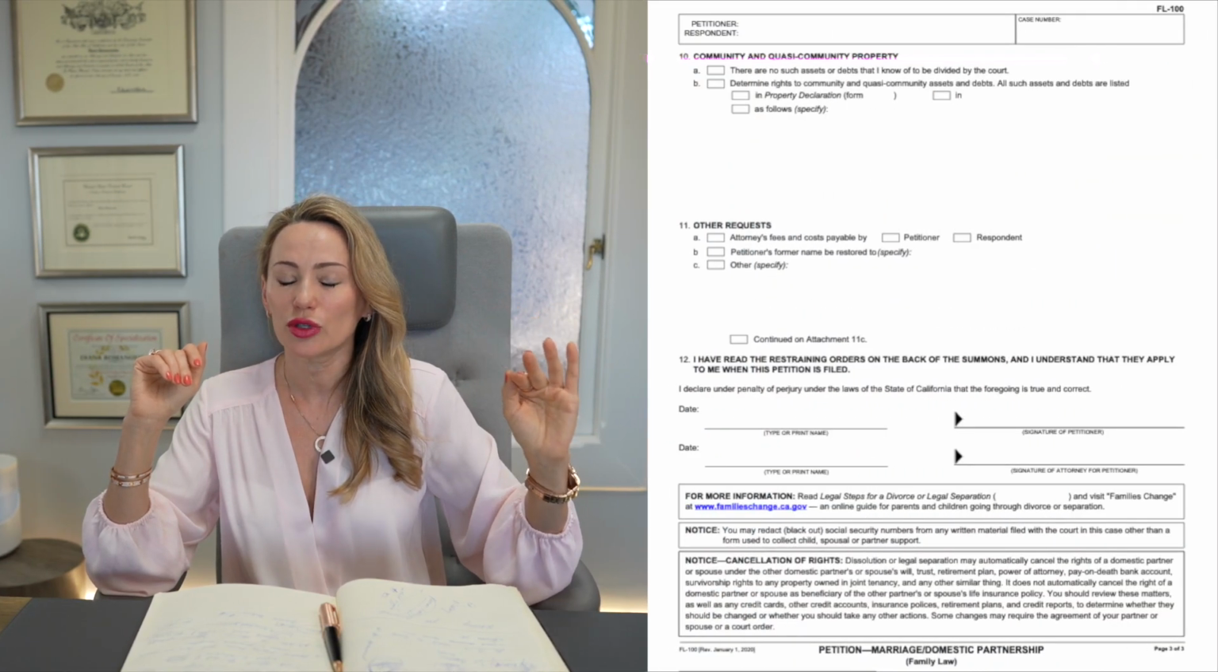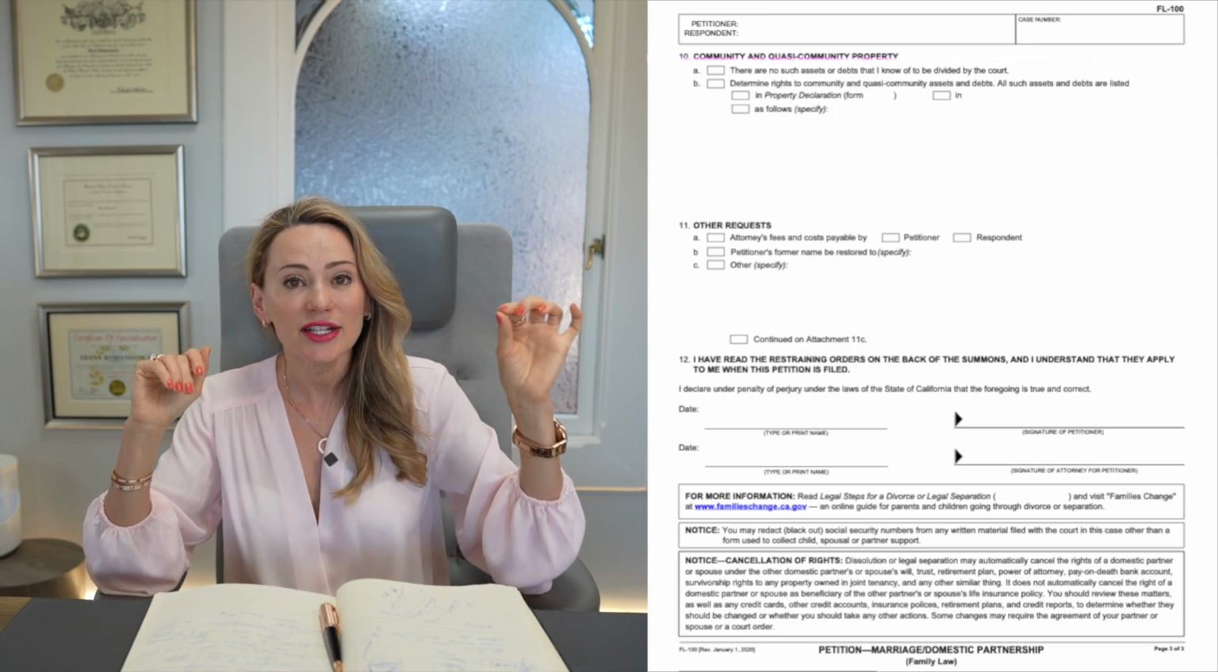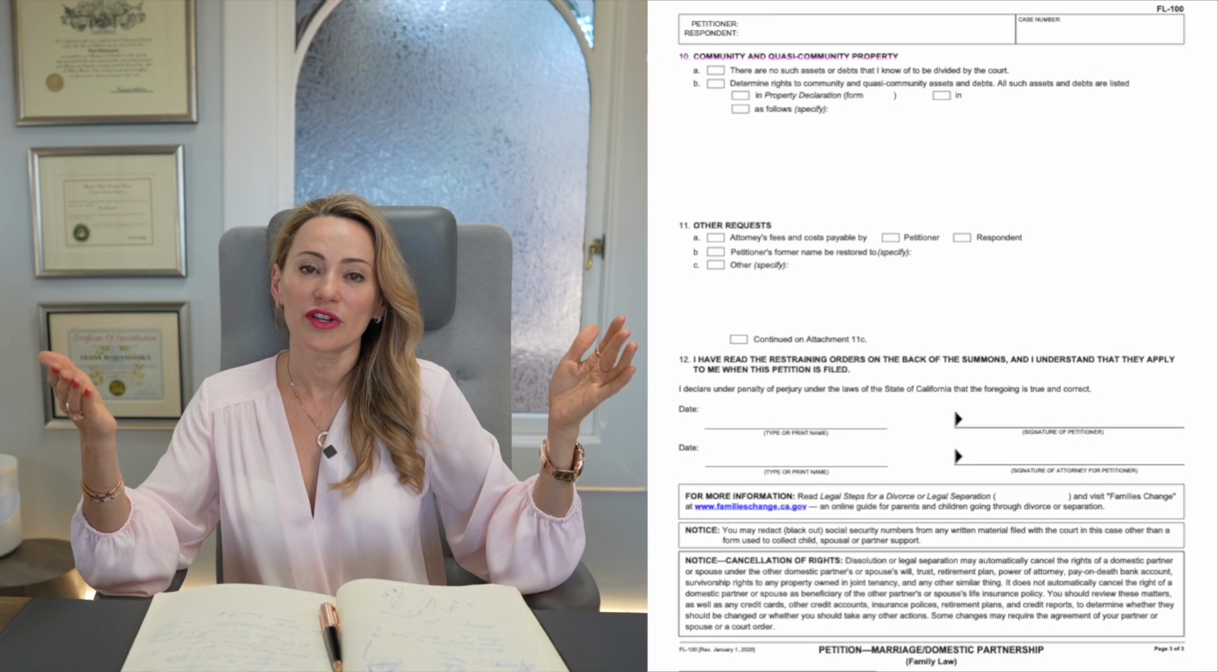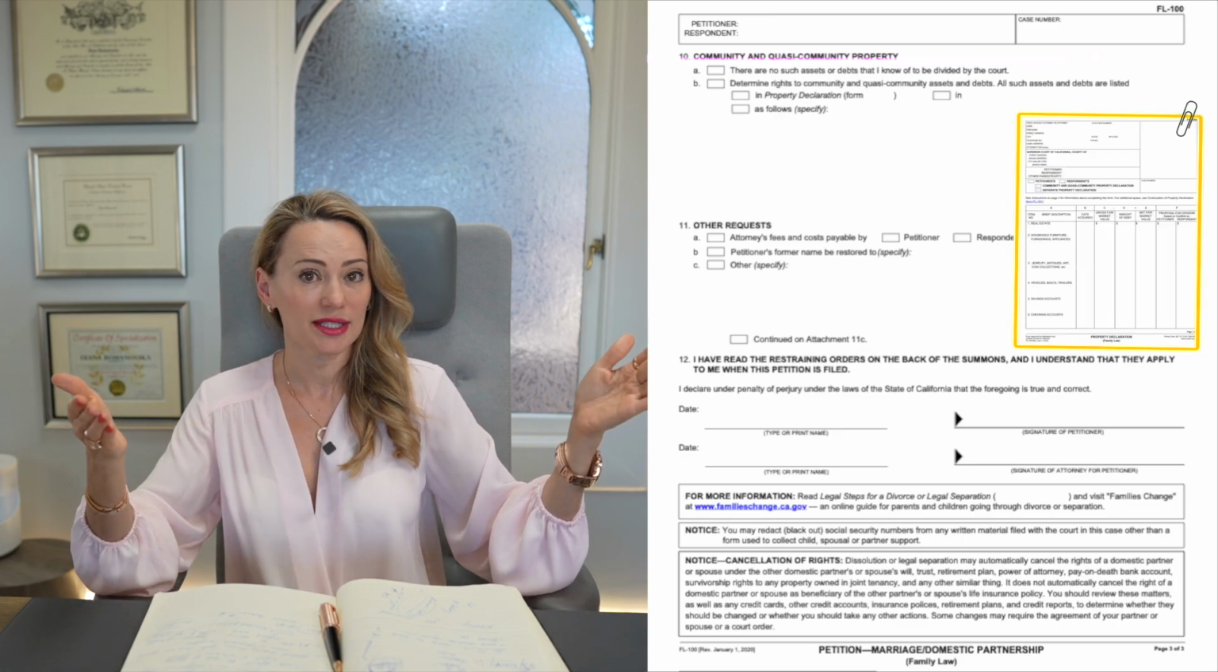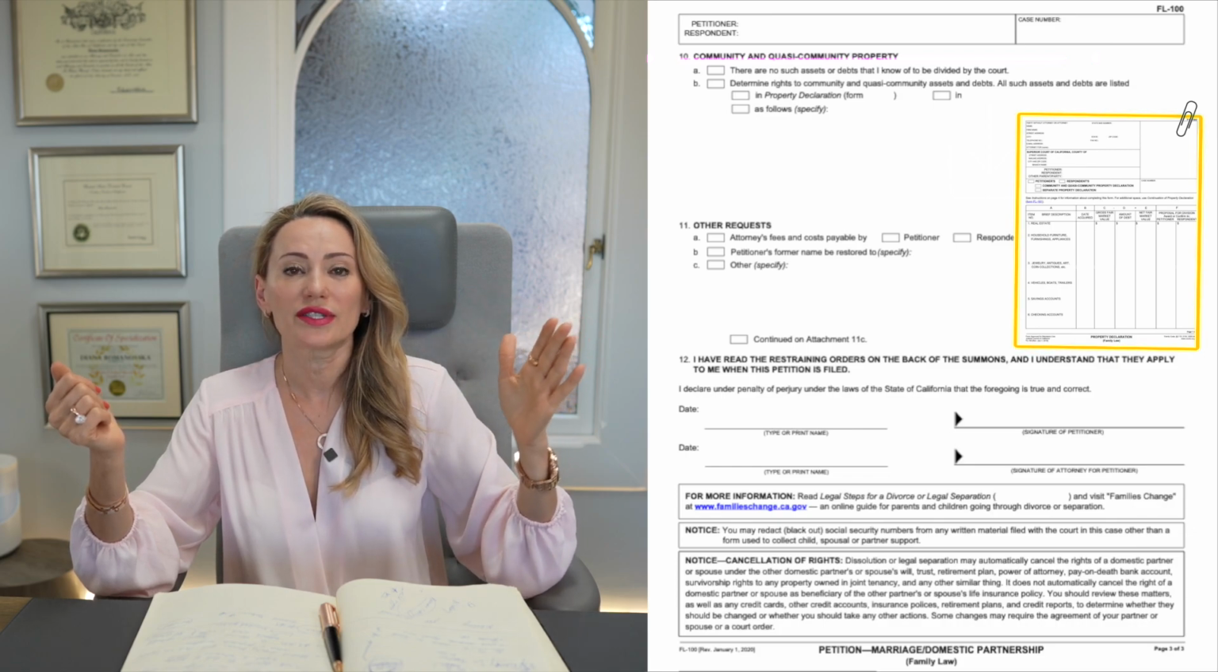So for example, what mirror means is that the FL 100 on number 9 and number 10, number 9 is separate property and number 10 is community property, will include an attachment which is a simplified financial form. It could be form FL 160 or your way of simplifying it, where you state who is getting what. For example, all accounts ending with XYZ in my name and credit cards ending with XYZ in my name are going to be on my side, awarded to me, and the same thing for the other side, whatever their account numbers are, in their side.